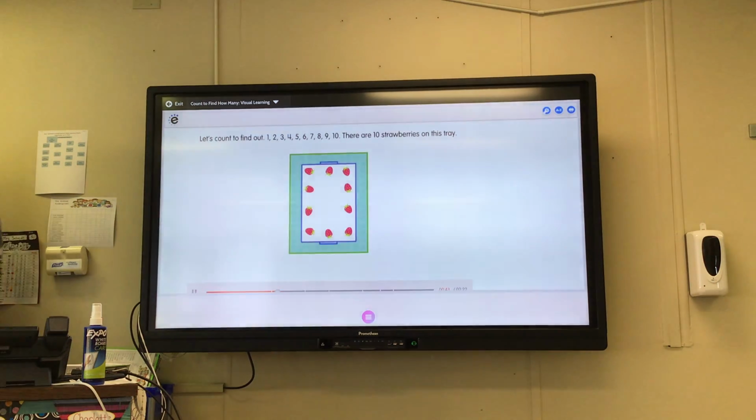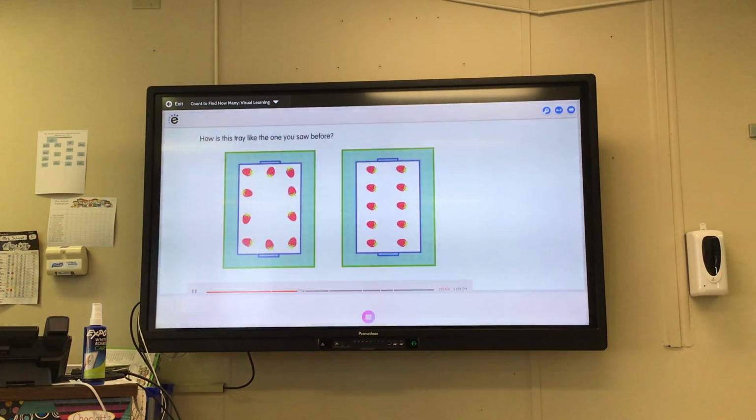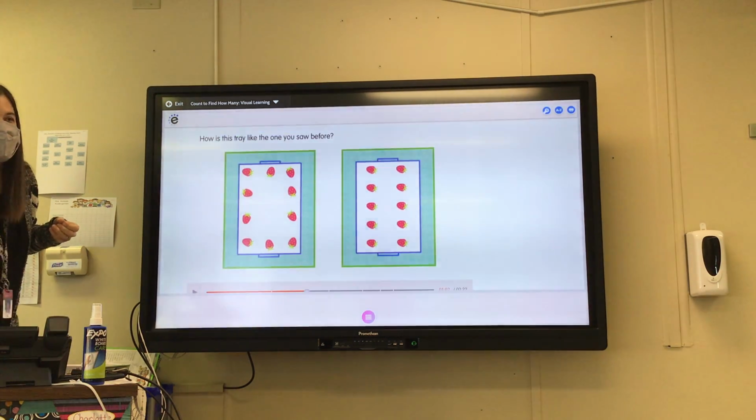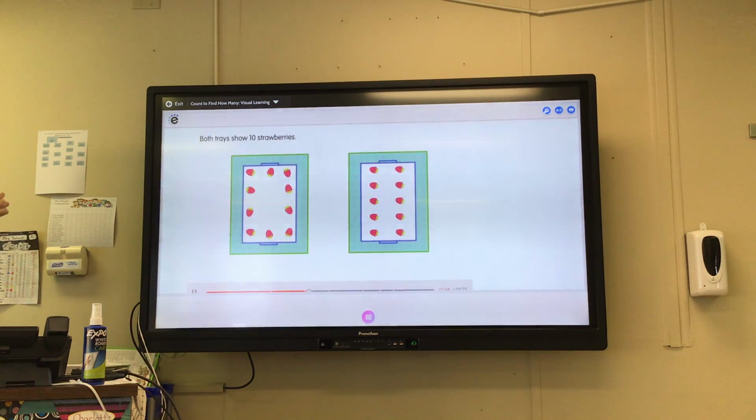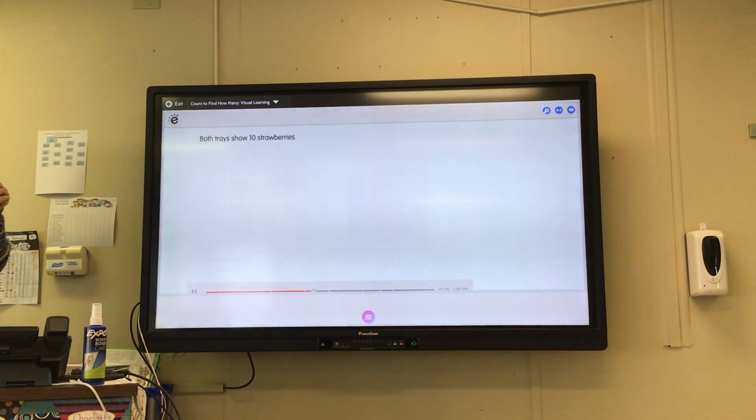Let's count to find out. 1, 2, 3, 4, 5, 6, 7, 8, 9, 10. There are 10 strawberries on this tray. Right. How is this tray like the one you saw before? They're both trays, they both have strawberries, and they both have 10 strawberries. Both trays show 10 strawberries.